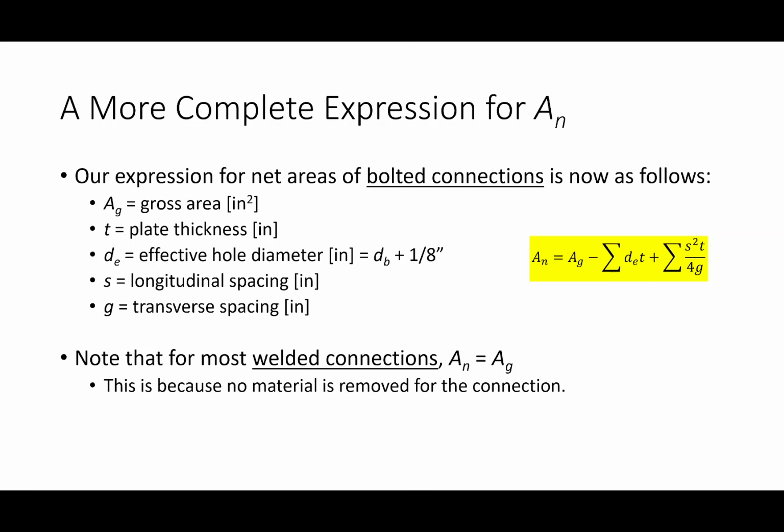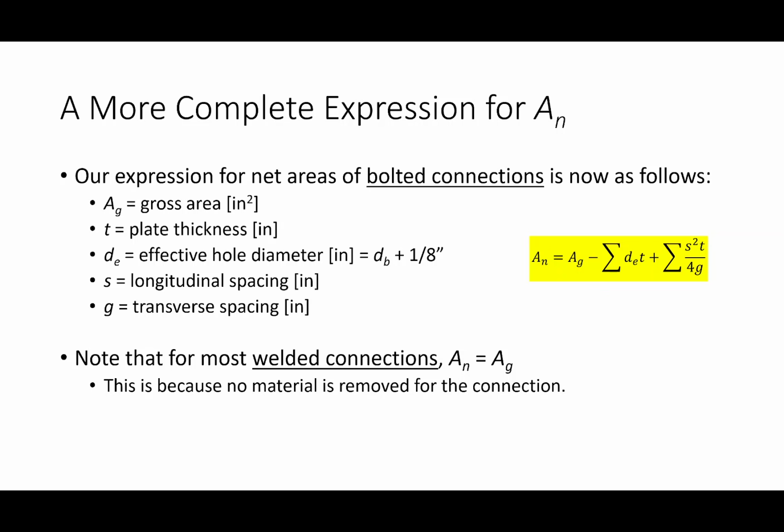So now I have a more complete expression for net area. I propose that my real net area expression is going to be that the net area equals the gross area minus the area loss due to the presence of bolt holes plus any necessary stagger factors. Now, there's actually a lot more baked onto the slide right here because I say this is our expression for net areas of bolted connections.